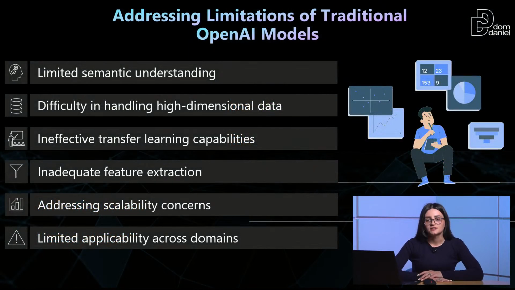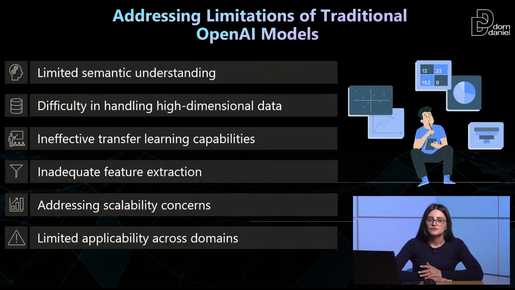Now let's move on and see what limitations we have with traditional OpenAI models. So first of all, these models may struggle to capture the nuanced semantics and relationships between data sets, thus resulting in less accurate predictions. Also, these models often work with high-dimensional data, which can be computationally expensive and challenging to process. Moreover, the architecture of these conventional models may not be optimized for transfer learning, which requires extensive fine-tuning.